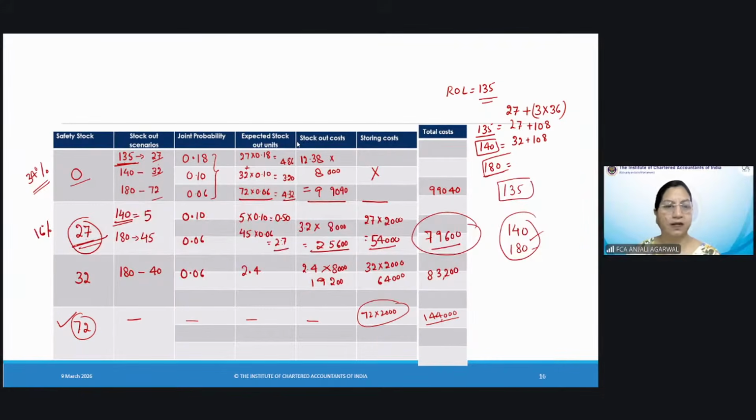34%, okay. 0.06 plus 0.10, 0.16, 0.16 plus 0.18 is 0.34, which is equivalent to taking a risk of 34%. Here the risk is 0.10 and 0.06, 16%. Keeping a safety stock of 32 means a risk of probability of stock out is 0.06. That means risk of 6%. Here the risk is 0% of being stock out, but the carrying cost is high. So that's the risk.